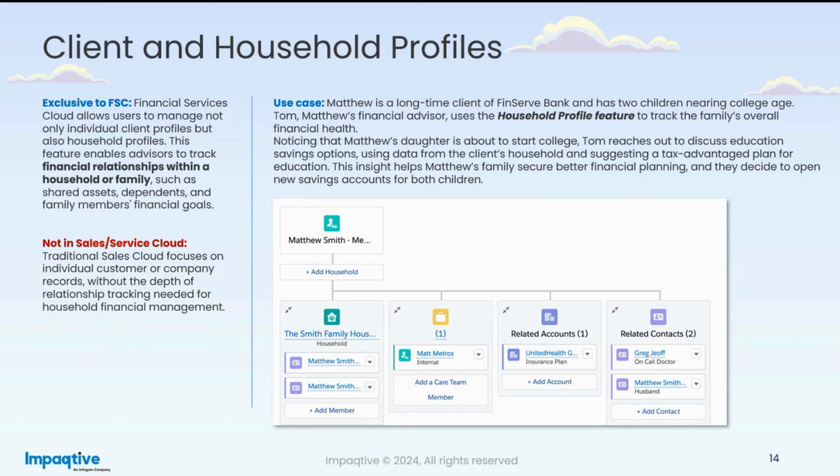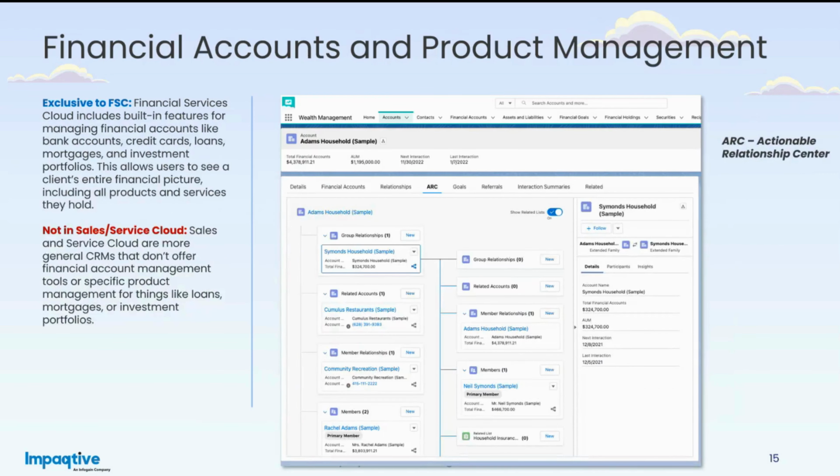So this is one feature which shows all the shared assets, who the dependents in the family are, who the main member of the family is, the primary earning member, and then what their financial goals are, etc. This is not there in Sales and Service Cloud because it doesn't have that depth of relationship tracking with all the assets tagged to it. So this is one feature which is available in FSC and not in Sales and Service.